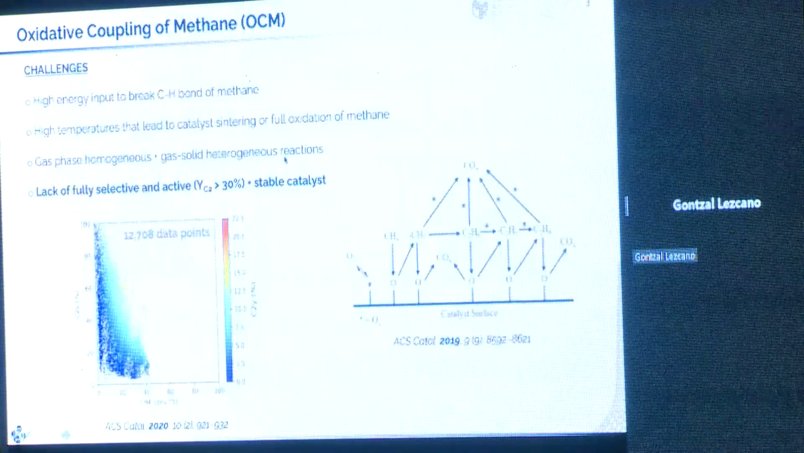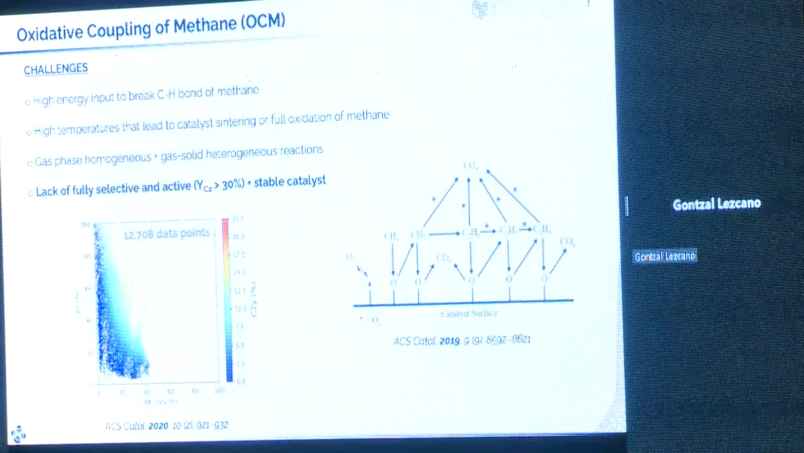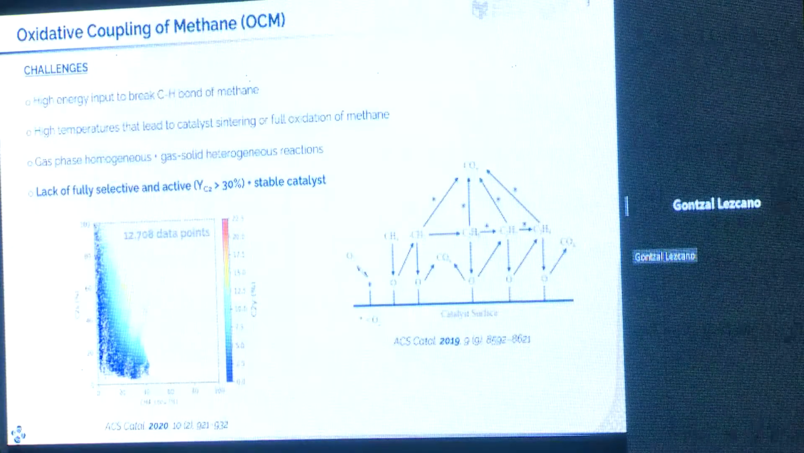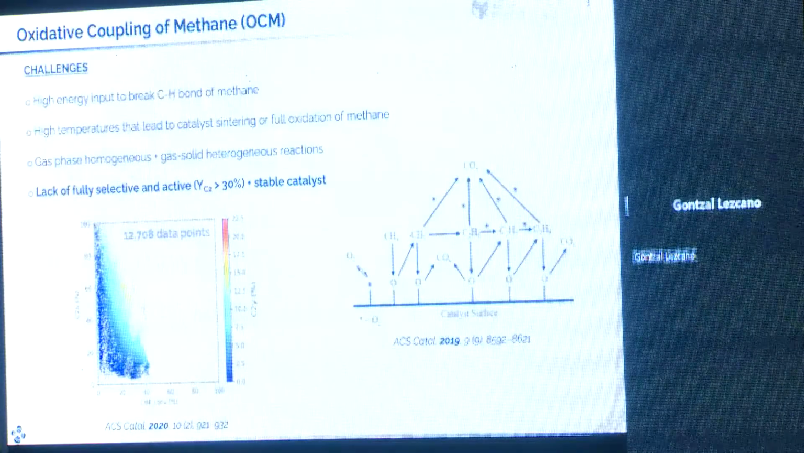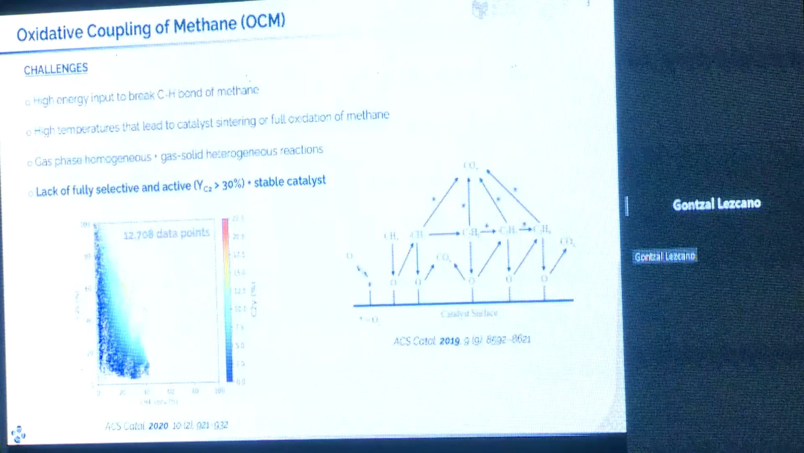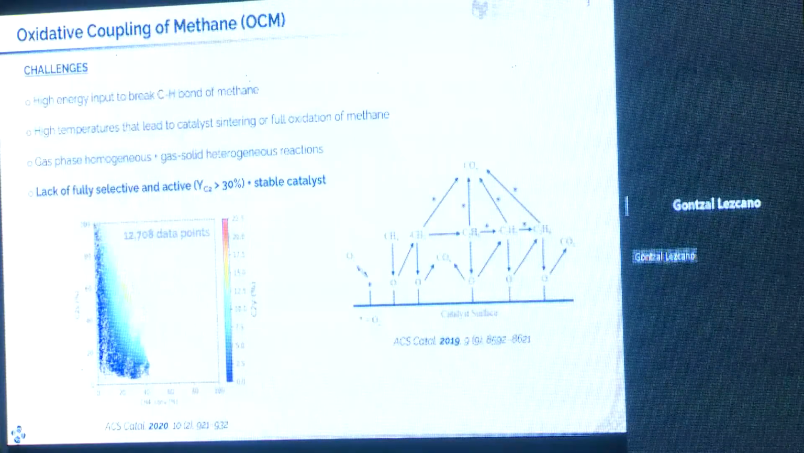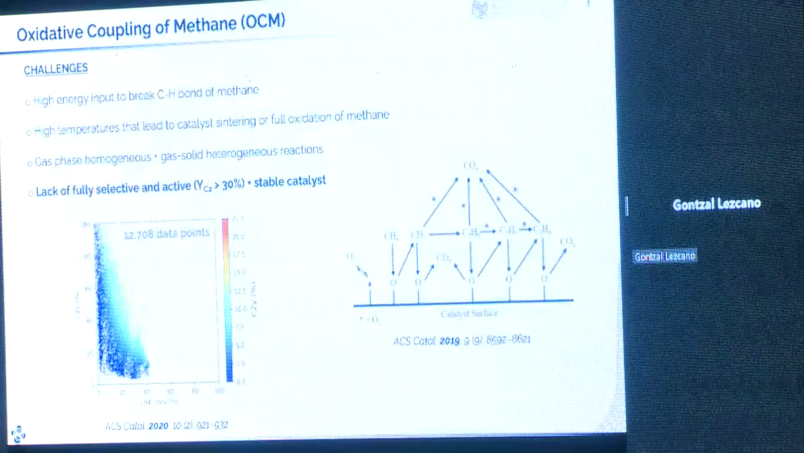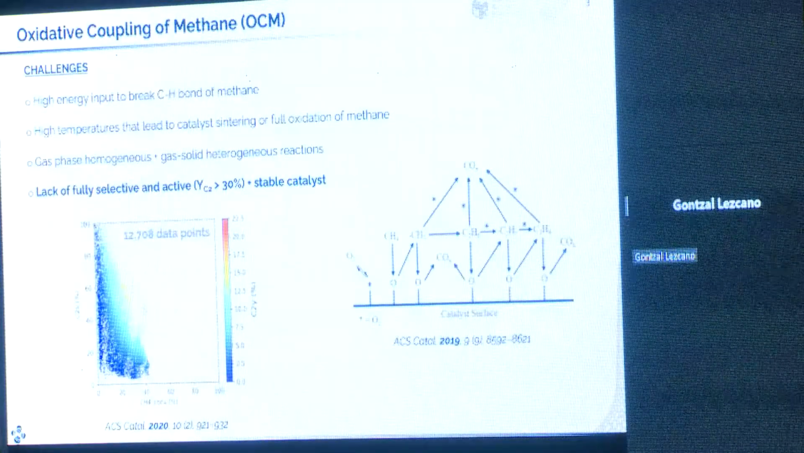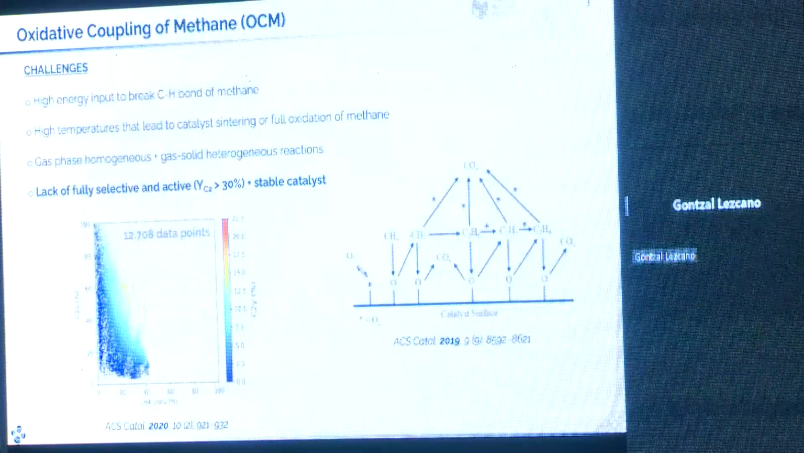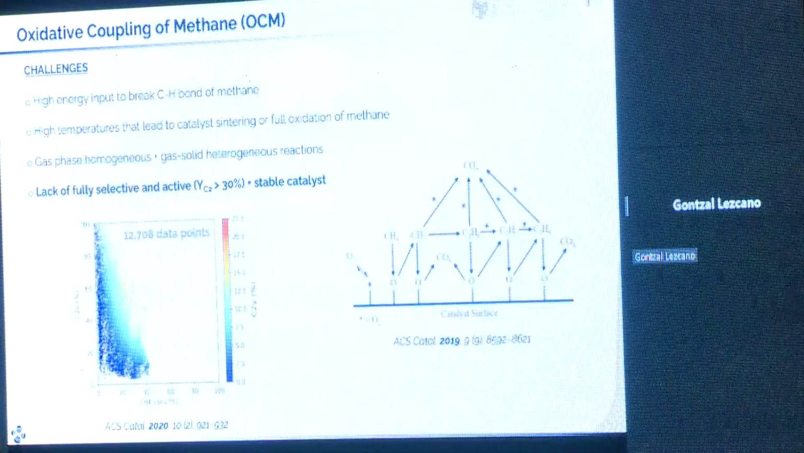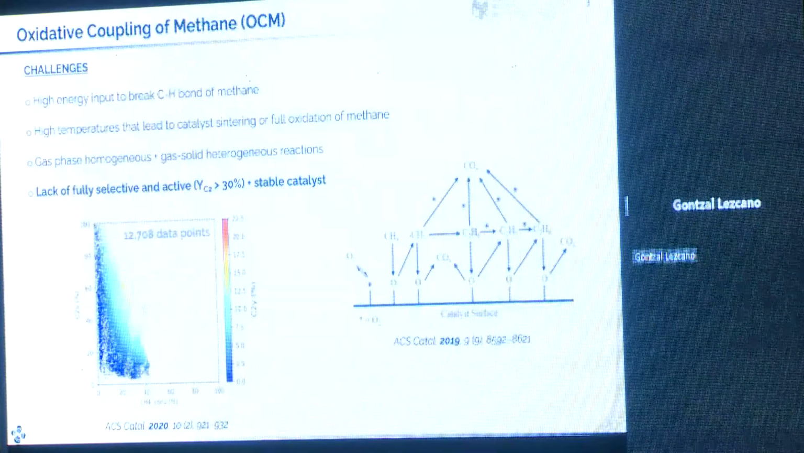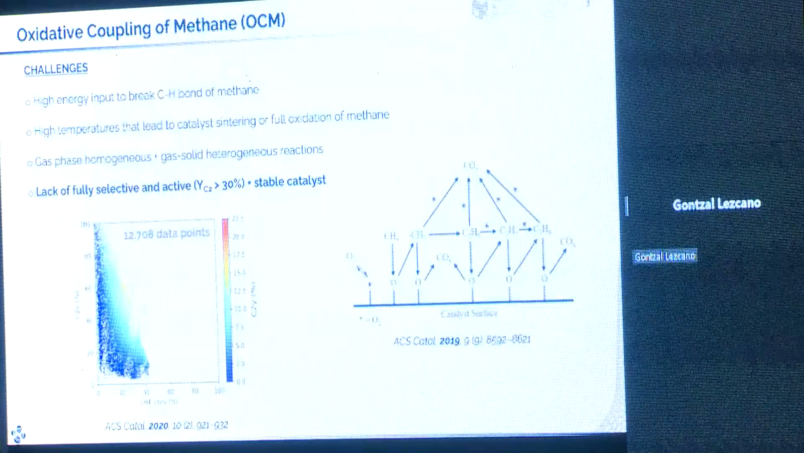Despite the stoichiometric equations, one could think that the OCM is a very simple reaction. That is not the case. As we all know, the C-H bond in methane is the hardest of all the hydrocarbons, and therefore a high energy input is required to break that bond. Therefore, in the reactor, high temperatures are required, and under those harsh conditions, the catalyst tends to sinter and therefore deactivate. At the same time, the oxidative coupling of methane is a reactive system where we have a combination of gas phase homogeneous reactions and solid catalyzed surface reactions. Therefore, it's also a very difficult reaction from a mechanistic point of view.